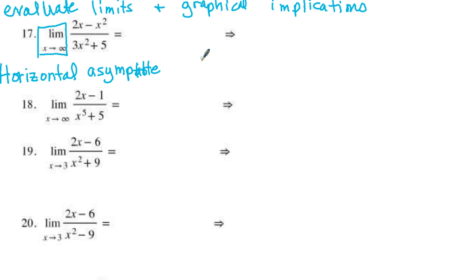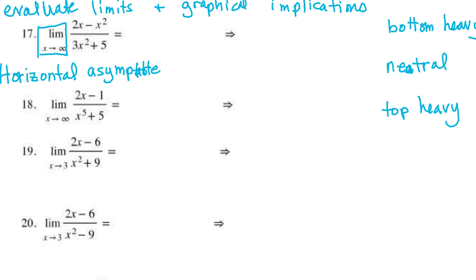So there are 3 different things that we can look at when we're talking about horizontal asymptotes. Is your graph bottom heavy? Is your graph top heavy? Or is your graph neutral? And each of these 3 give you a different type of horizontal asymptote.